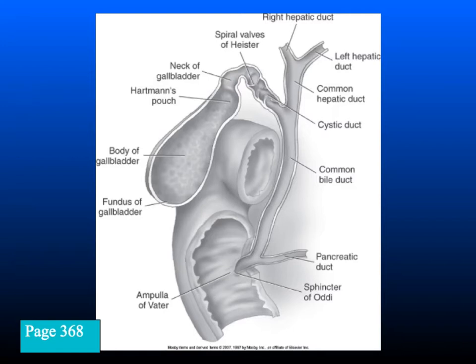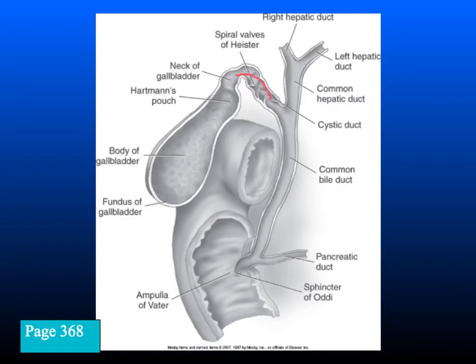That was the one showing the cystic duct, the pancreatic duct, and the common hepatic duct coming together to form the common bile duct and going to the duodenum. That one, for some reason, did not show up. But it's okay because we have it here as well.